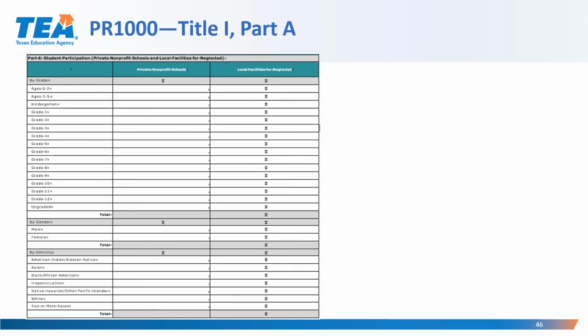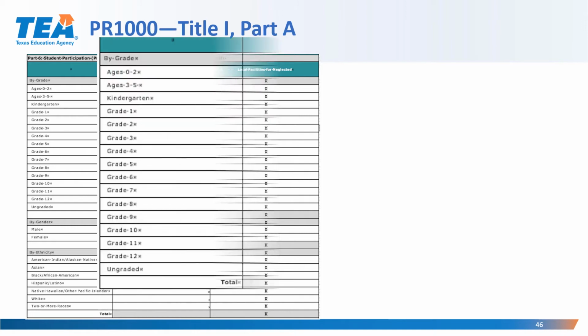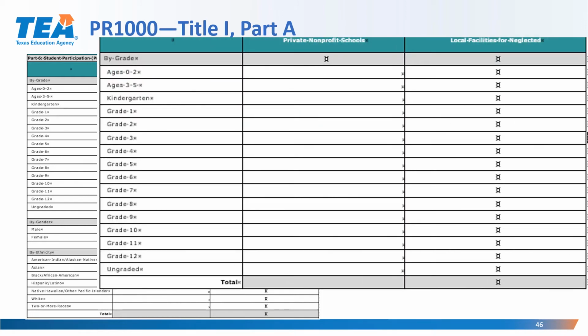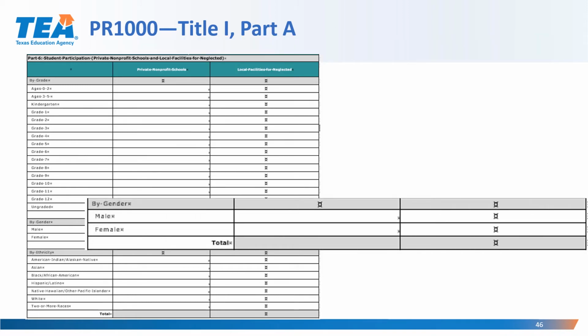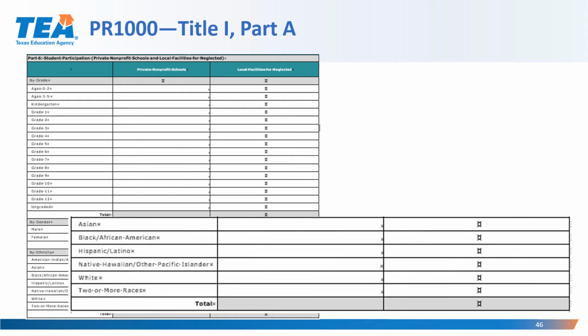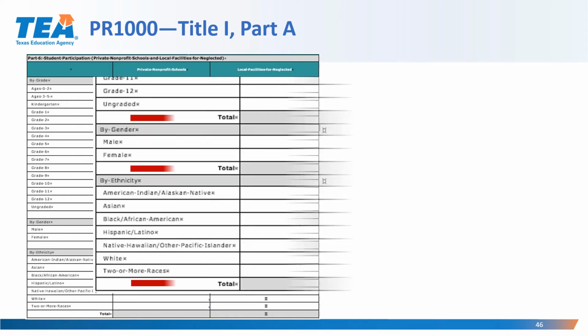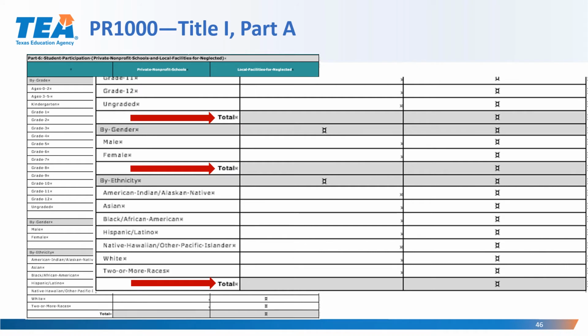On Part 6, let me make that a little bit bigger so you guys can see. We're collecting for private nonprofit schools and local facilities for the neglected by grade, ages 0 to 2, 3 to 5, and then kindergarten through grade 12, as well as ungraded for private nonprofit and for local facilities for the neglected. Then those students we are having split out by gender and by ethnicity, with the requirement that each of the sections' totals match. The LEA can't have blanks, so they will have 0 if they have no students.